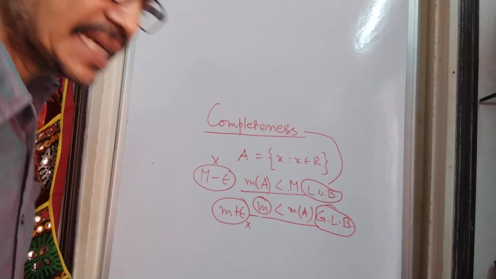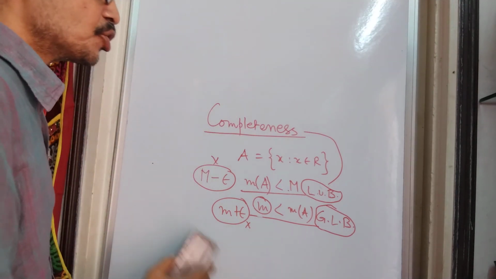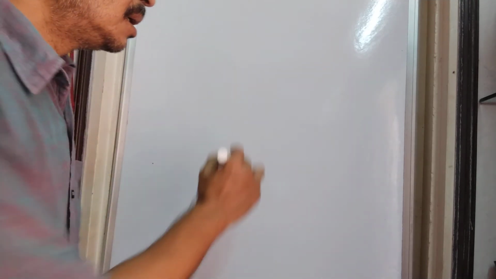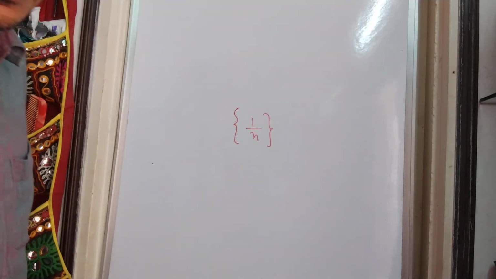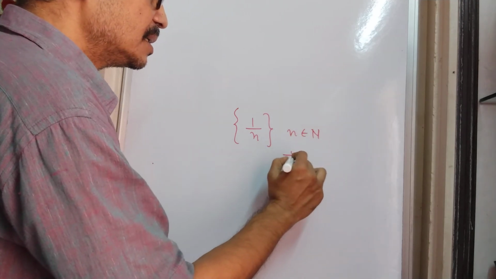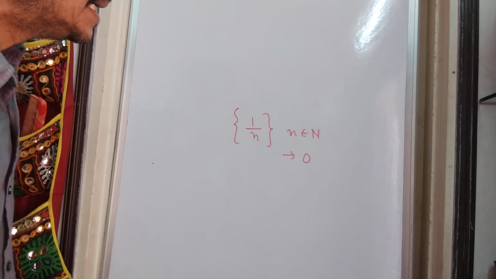And these concepts are very easily approached or apprehended with the help of sequences of real numbers. How? Let us discuss a sequence 1 by n. Since n is a natural number, this has a limit point 0.